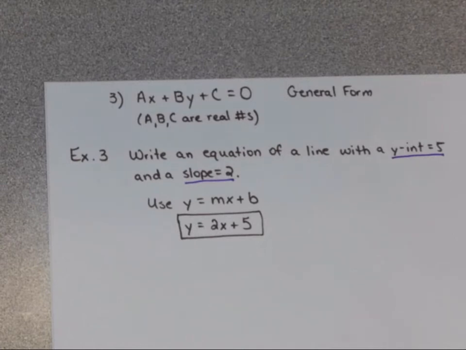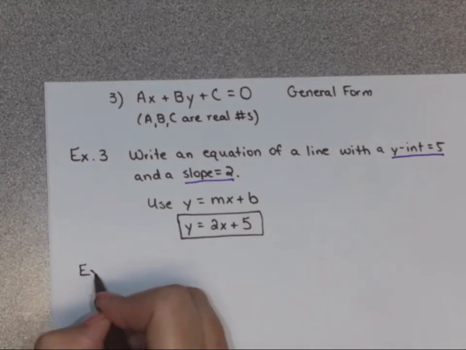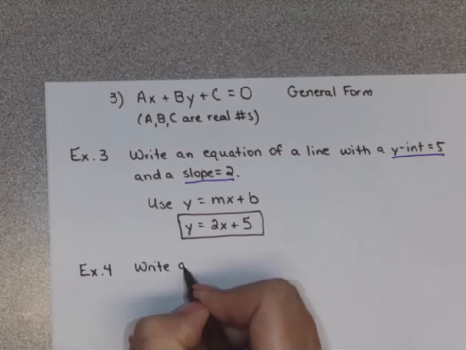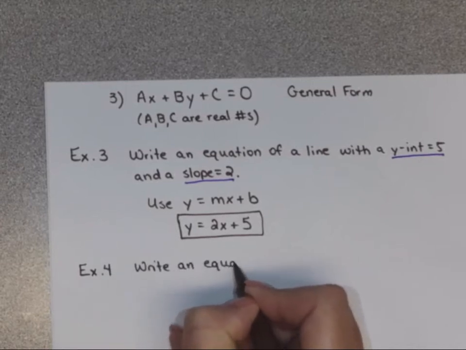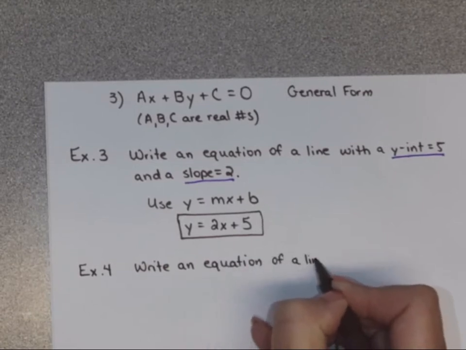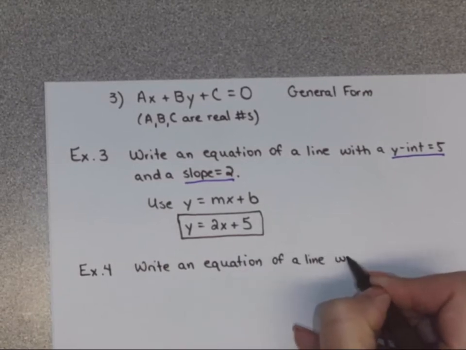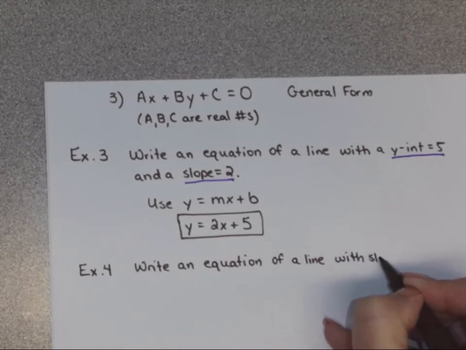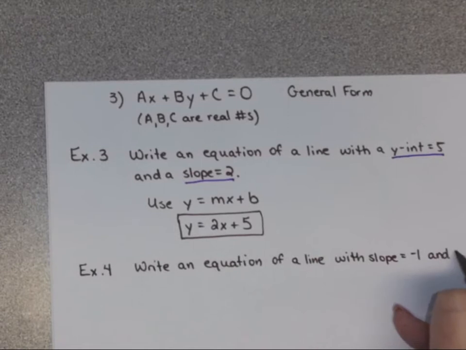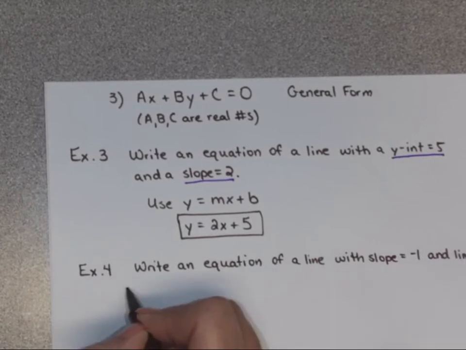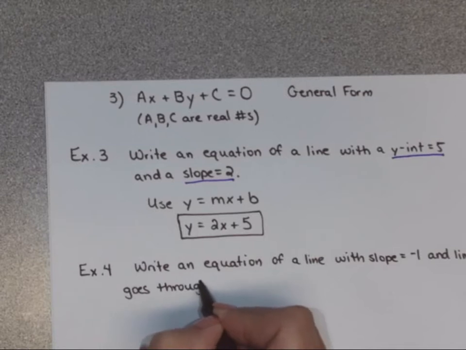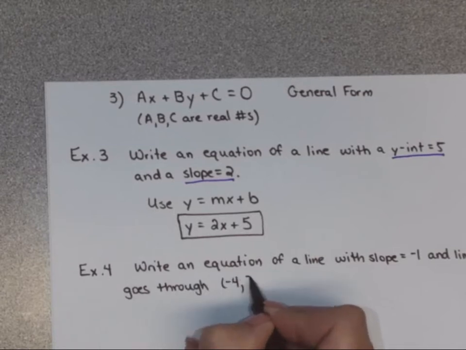Okay, that's kind of an easy one, but what about when you get different pieces of information? What if I asked you to again write an equation of a line, but this time I tell you that the slope is -1, and that the line goes through the point (-4, 3).